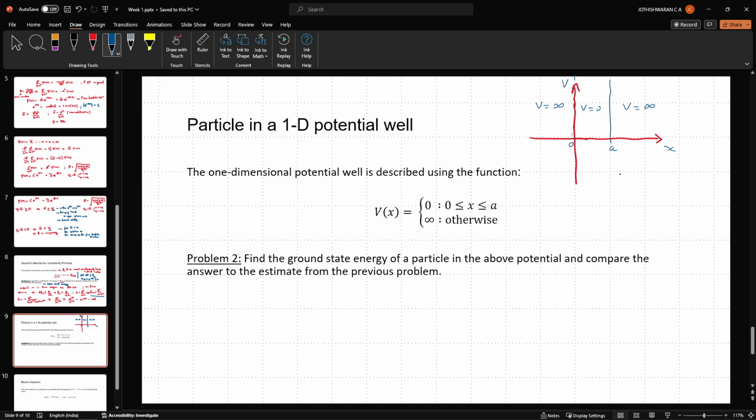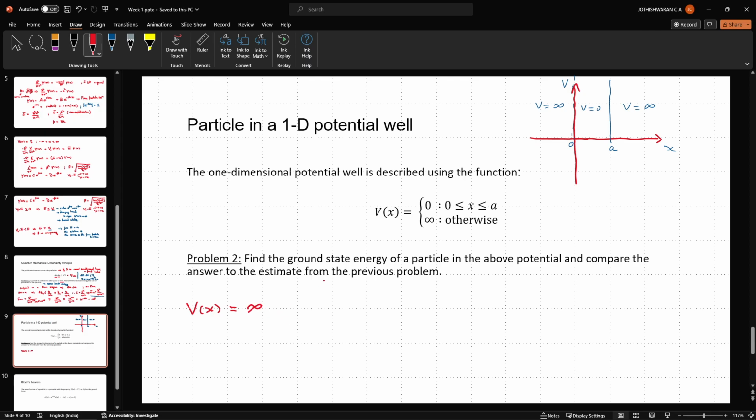Now what happens to a particle that is placed in such a well? First we shall consider that the potential can have two values, so we will have to solve the Schrödinger equation in two limits. So first and foremost, we shall consider the case where V of x is equal to infinity.